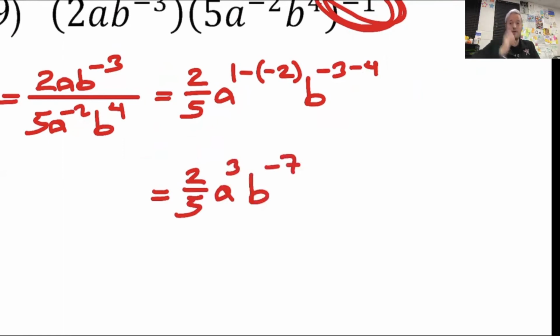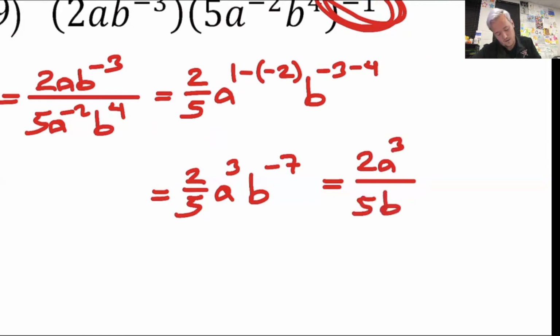All right, so the a value here is positive, so the a cubed is going to go to the numerator, and then b to the negative 7, because it's negative, it's going to go to the denominator. So in the top, we're going to have 2a cubed, and in the bottom, we're going to have 5b to the 7th.